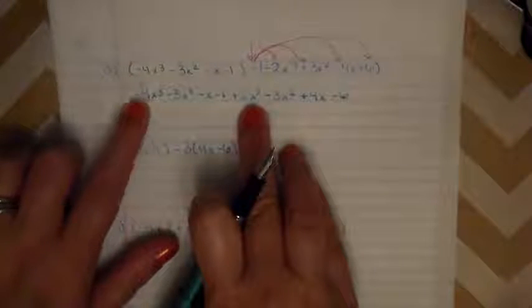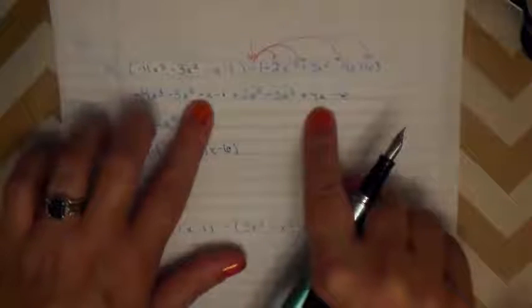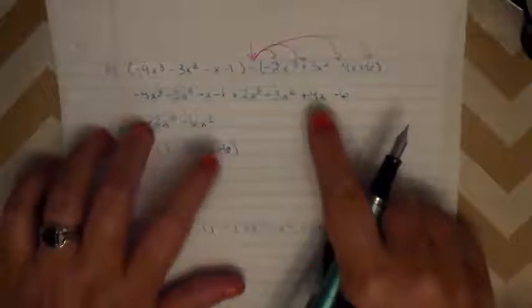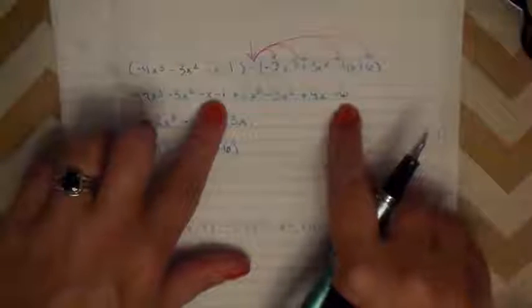Once I've done that, now I can collect my like terms. I have cubes. Negative 4 and positive 2 give me a negative 2. I have squares. Negative 3 and negative 3 give me a negative 6. I have x's. Negative 1 and positive 4 give me a positive 3. And then negative 1 and negative 6 give me a negative 7.